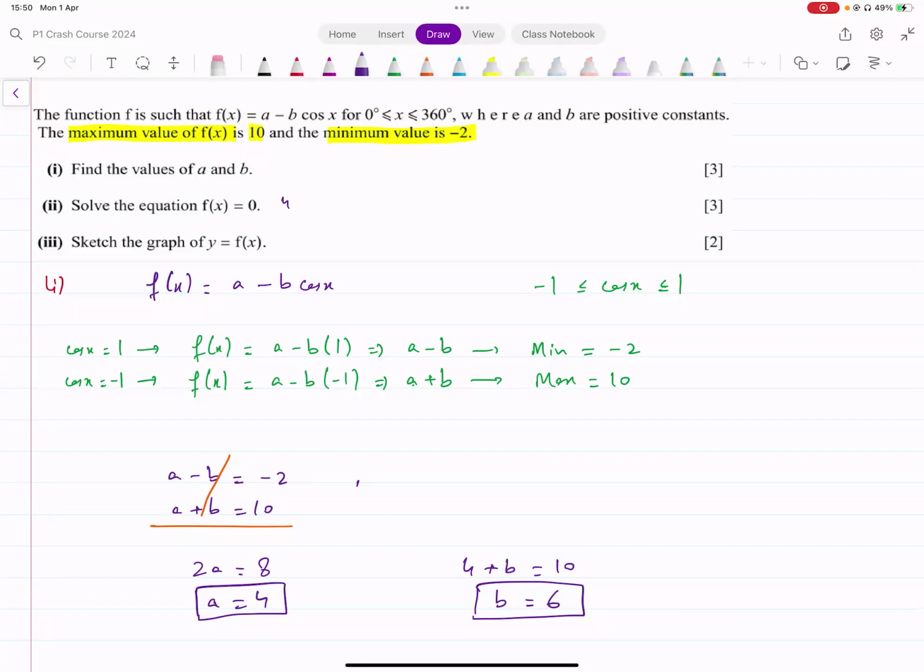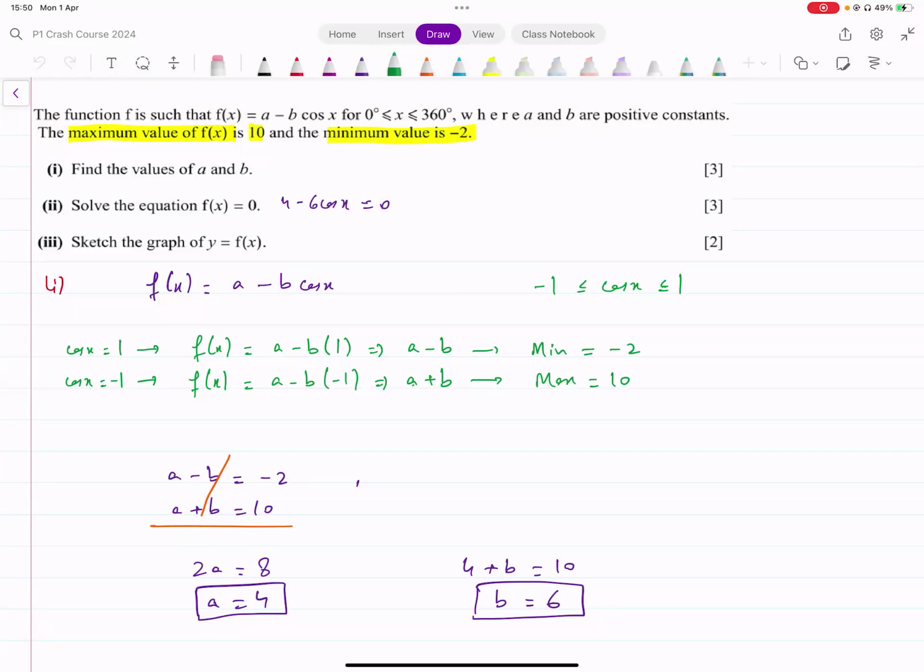In the second part, you just have to solve this equation, 4 minus 6 cos x equals 0, for x between 0 and 360. You can all do that. And the last part, it asks you to sketch this graph. Again, you can put the function in the table function on your calculator, start 0, end 360, and step 90, and you know the shape of the cos function.